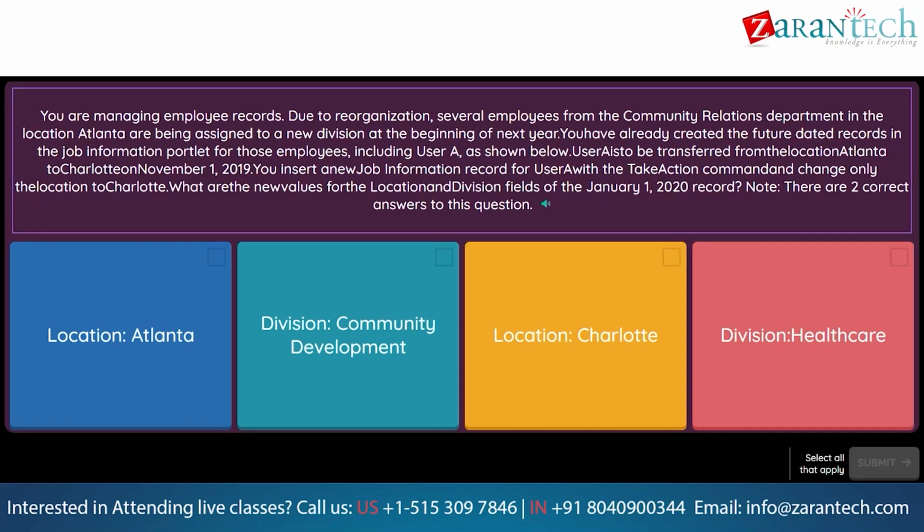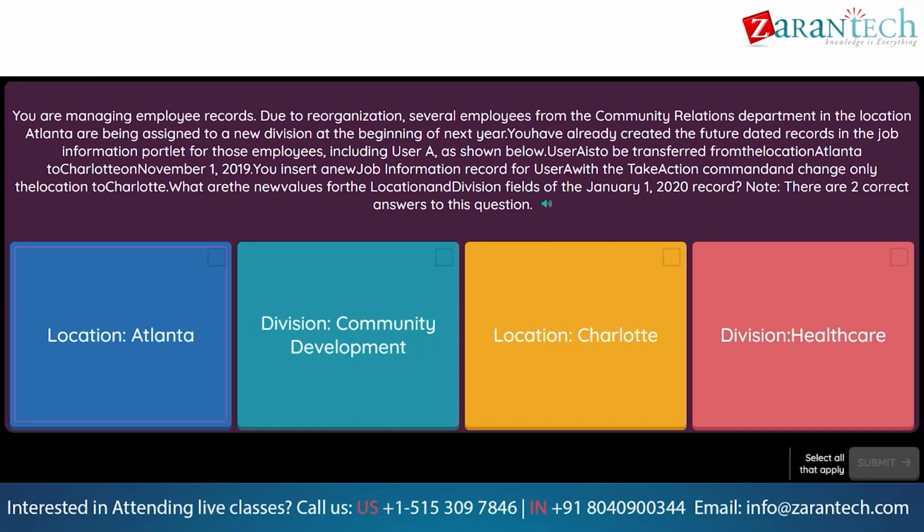You insert a new job information record for user A using the Take Action command and change only the location to Charlotte. What are the new values for the location and division fields of the January 1, 2020 record? Note, there are two correct answers to this question. Option 1: location, Atlanta. Option 2: division, Community Development. Option 3: location, Charlotte. Option 4: division, Healthcare.